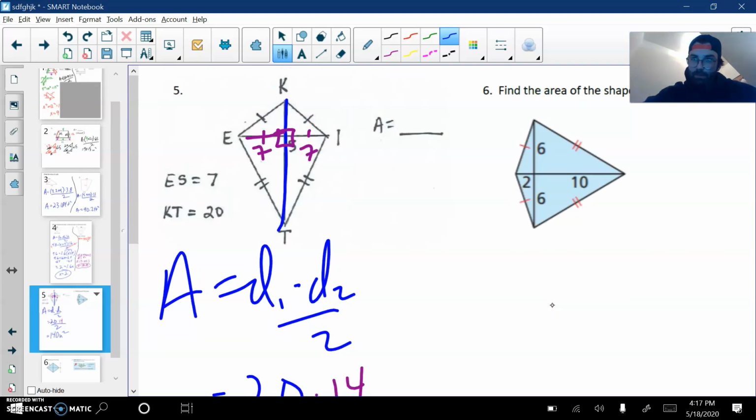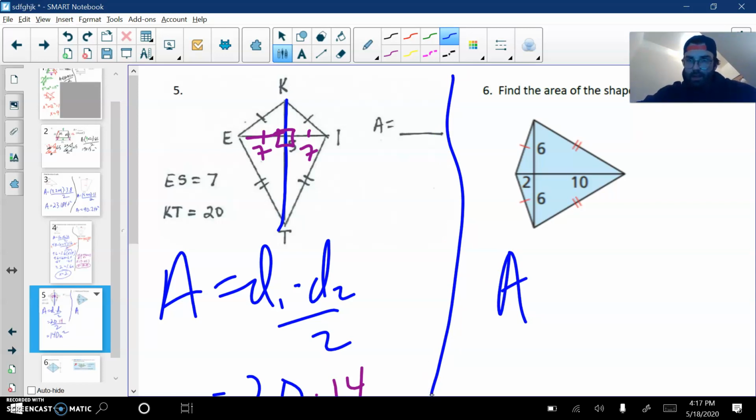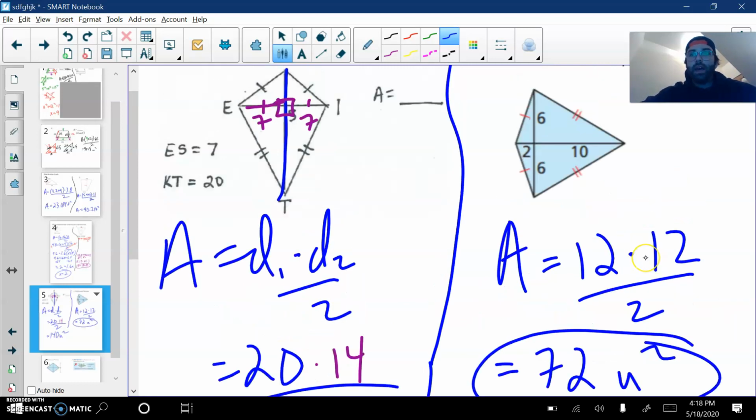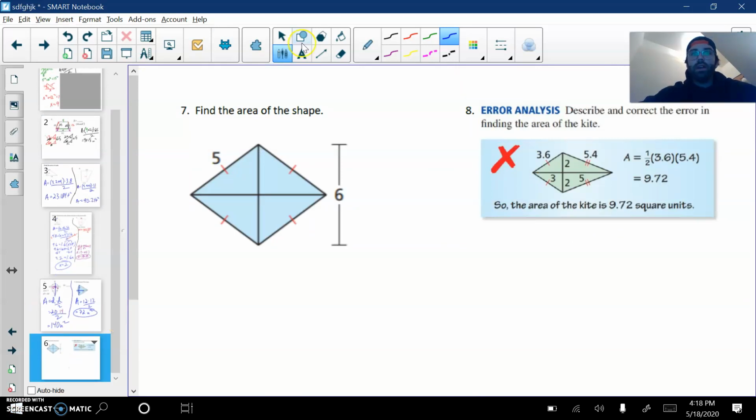All right. Similar idea here. The area is d1 times d2 over 2. This is another kite here. So I'm doing 12 times 12 over 2, which is 144 divided by 2, which is 72 units squared. Okay, how do I know? Remember, it just so happens that these are each 12. That's not always going to happen.